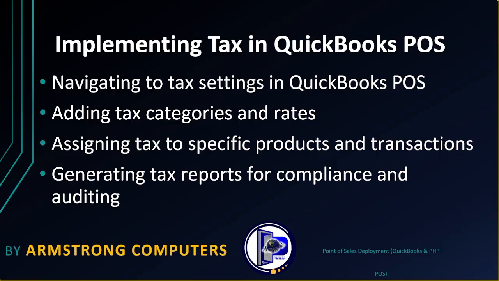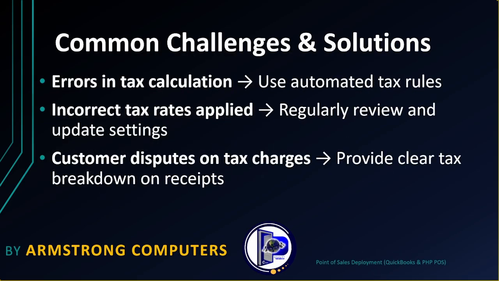We are looking at errors in tax computation. We say use automated tax rules. That is what you have to do for the system. Incorrect tax rates applied: regularly review and update. So with all these, I want to go straight to what you need to know, because all these ones, Prince has taken you through.